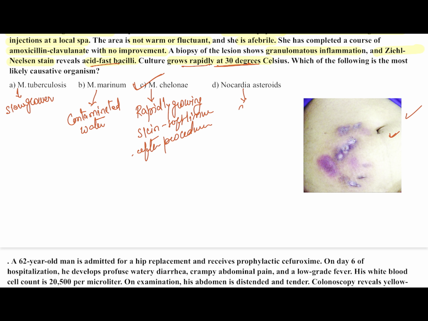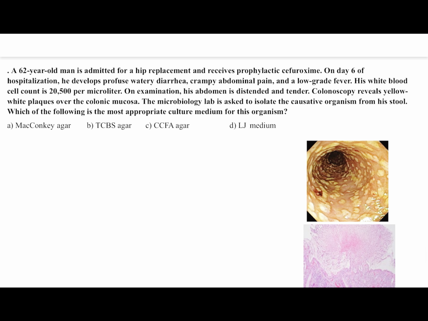Next is Nocardia. Why not Nocardia? Nocardia is a gram positive, weakly acid fast bacillus, and it is a branching filamentous bacterium. Most commonly it will cause pulmonary infection in immunocompromised patients, which can spread to brain and skin. Cutaneous involvement mostly occurs after trauma, with abscess or draining sinuses. So this is also not common. So the most probable answer in this condition will be M. chelonae, or chelonei, whatever you want to say.